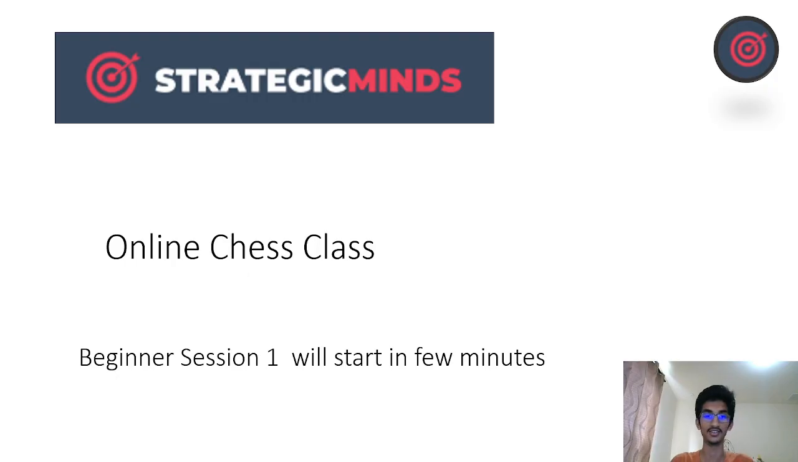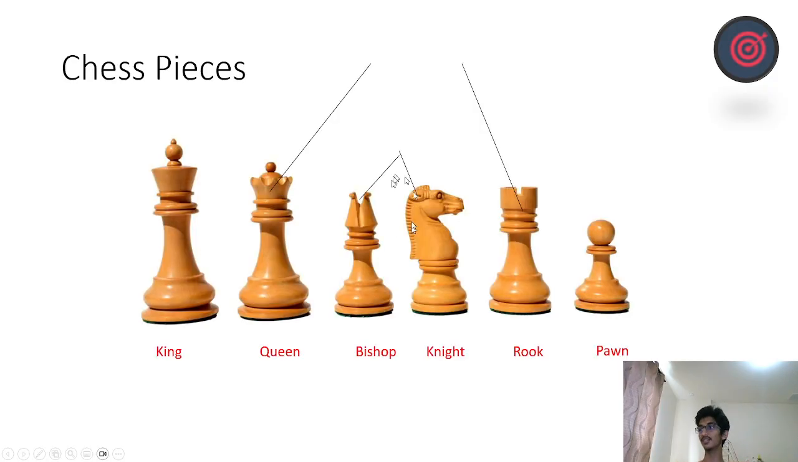So let's jump into the lesson. All right, so let's see what chess is all about. As we all know, these are the 6 chess pieces. We have the king, queen, bishop, knight, rook, and pawn. Now, something that I also want to introduce with these chess pieces is point values. Each of these chess pieces has its own point value, which is basically a number that represents how much they're worth.